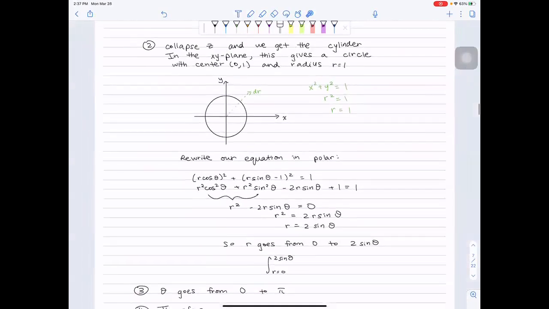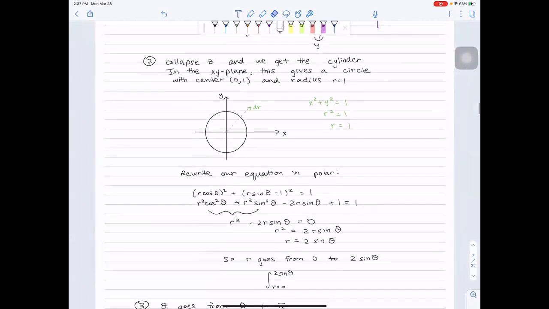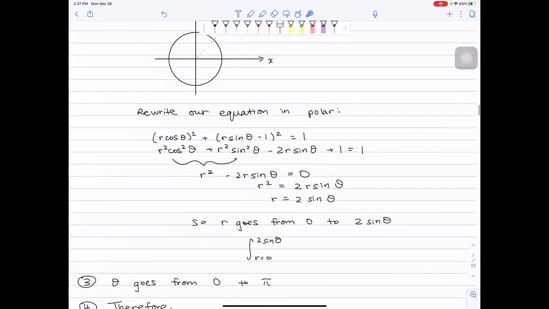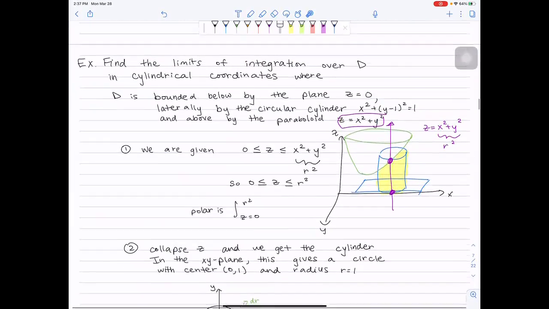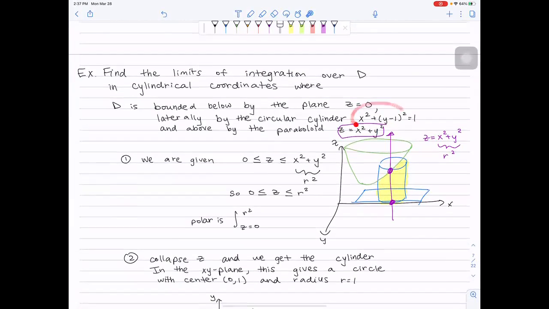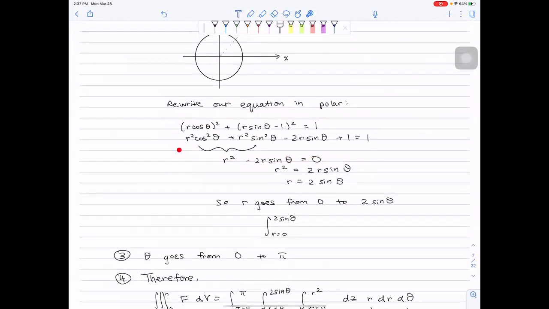So r, wait, sorry, r doesn't go from 0 to 1, sorry. We have to rewrite our equation in polar. So what was our cylindrical equation? Our cylinder was x squared plus (y minus 1) squared equals 1. If we rewrite that in polar, we end up simplifying to get r equals 2 sine theta. So that gives us our upper bound for r.